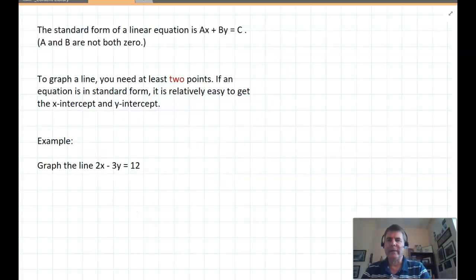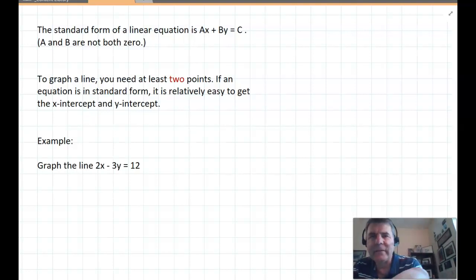Now let's talk about graphing linear equations. The standard or general form of a linear equation is ax plus by equals c, and a and b are not both 0. One could be 0, but not both. So to graph any line, you need at least 2 points. And if an equation is in standard form, 2 easy points to get are the x and y intercepts.